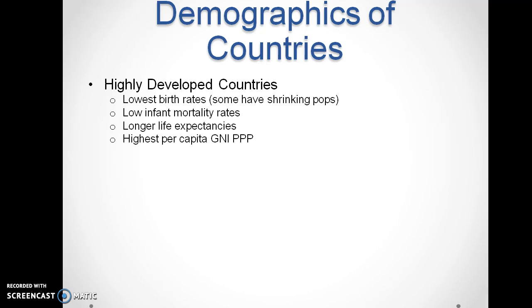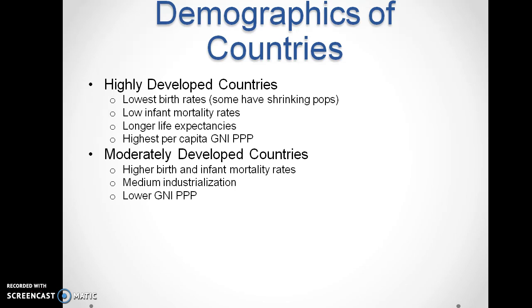Highly developed countries, places like the United States and Canada and parts of Europe and Australia, are defined by the fact that we have low birth rates, low infant mortality rates, long life expectancies, and we have a lot of prosperity, which means we have more money and more resources to go around, basically.